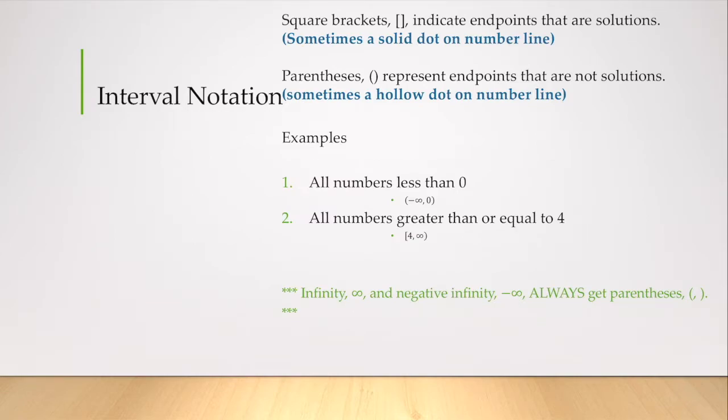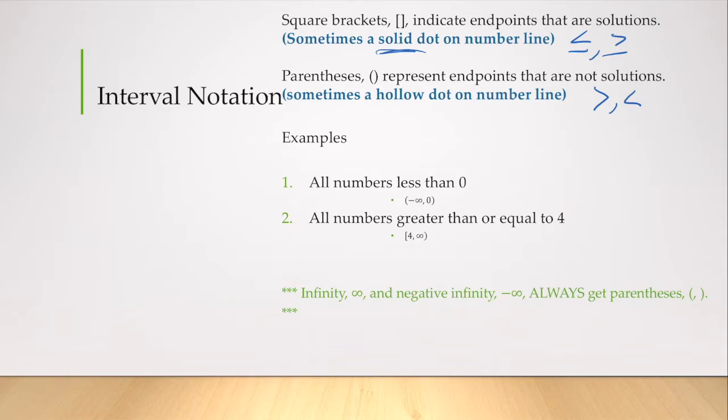So let's talk about interval notation. Square brackets are used to indicate that endpoints are solutions. These are used with less than or equal to or greater than or equal to because the endpoint is included in our solution. And sometimes that's represented with a solid dot. Parentheses represent endpoints that are not solutions. So that's going to be greater than or less than. And sometimes those endpoints are represented with a hollow dot on the number line.